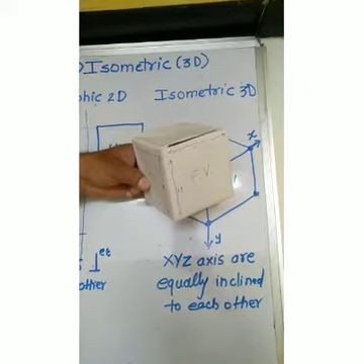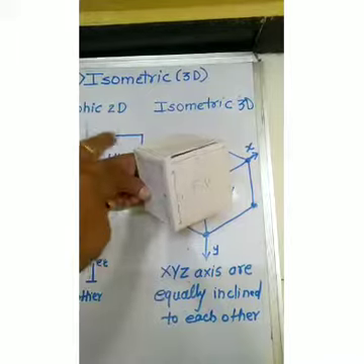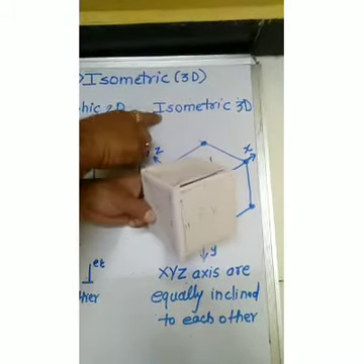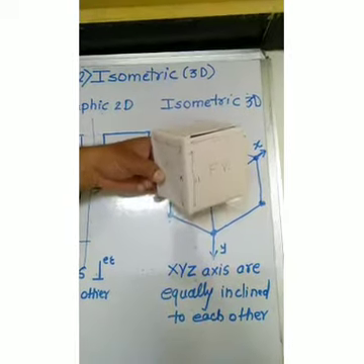Now as we are changing the orientation of the object, all the three axes are visible. All three dimensions are visible in a single view. That's why we call it isometric, that is, a three-dimensional projection method.